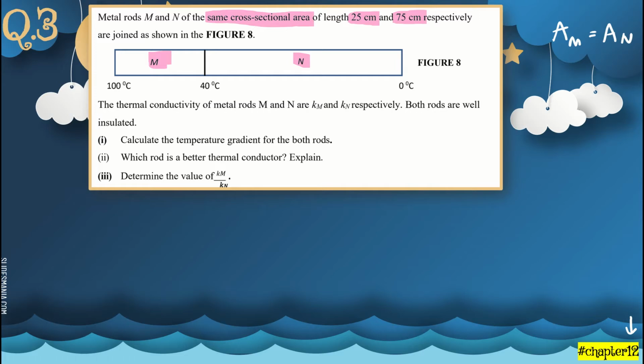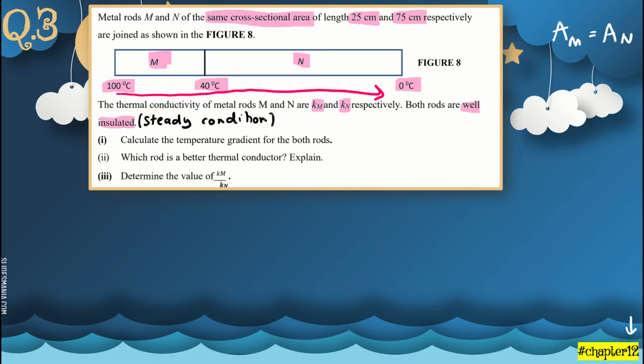And from the figure here, we can also have the information of temperature, 140 and 0, meaning that we can understand that heat flow is from left to right. So this is the direction of heat flow. The thermal conductivity of the metal rods M and N are Km and Kn, so the values are not given. Both rods are well insulated. When the question says it is well insulated, it means they are in steady state or steady condition. The rate of heat transfer for M and N is equal.